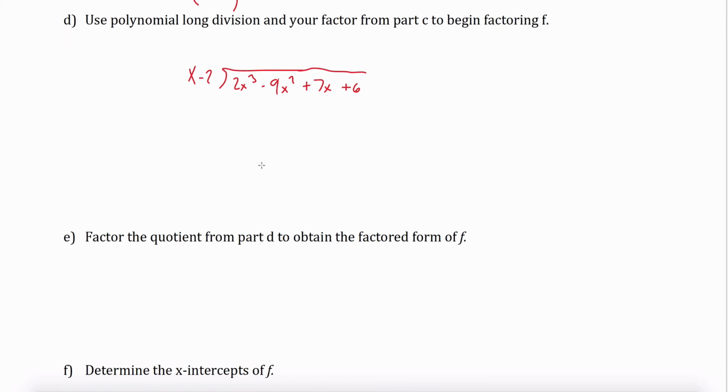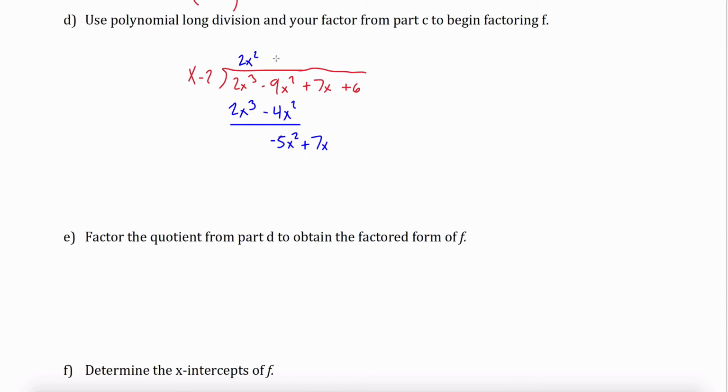So let's go through and do the polynomial long division. To get rid of this 2x cubed, I'd want to put a 2x squared up here because 2x squared times x minus 2 gives me 2x cubed minus 4x squared. And then if I subtract, these guys go away. Negative 9x squared minus negative 4x squared gives me negative 5x squared. Be careful there. Not negative 13, for example, x squared. And you bring down that 7x and you repeat.